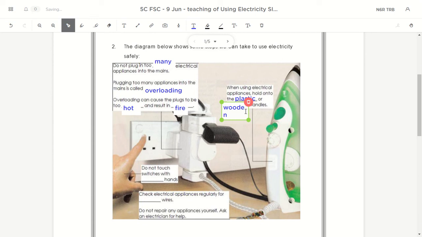You realize the similarity between plastic and wood is that they are both electrical insulators. I'm going to write electrical insulator here. I want you to write it down as well. That means they don't allow electricity to flow through them, which makes it safe. Because if electricity flows through them and you touch it, it flows through you as well, and you will get electric shock. So that's the main idea here. Touch the insulator part.